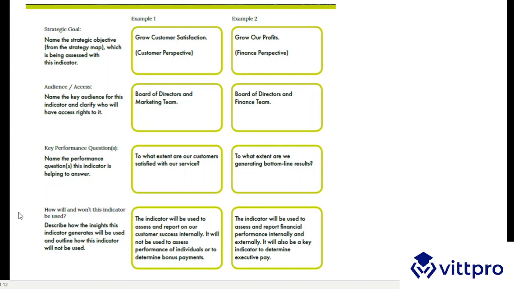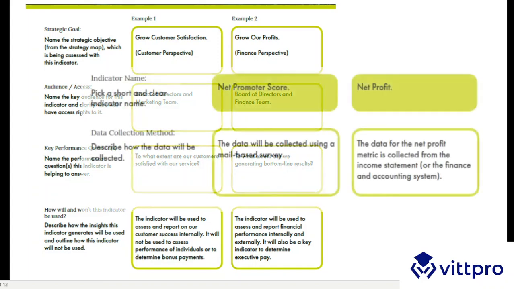So that's what you need, an indicator. How will and won't this indicator be used? This indicator will be used to assess and report on our customer success internally, and it will not be used to assess the performance of the individuals or determine the bonus payment. So you are saying how it is going to be used. Not the primary thing to decide, but this is important to decide.